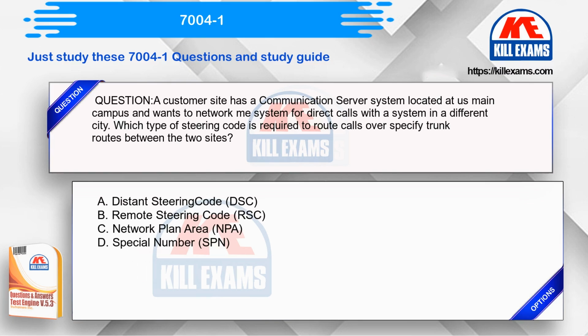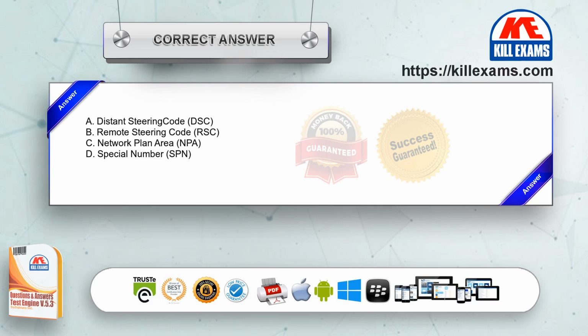Option A. Distance steering code, DSC. Option B. Remote steering code, RSC. Option C. Network plan area, NPA. Option D. Special number, SPN. The correct answer is option A.